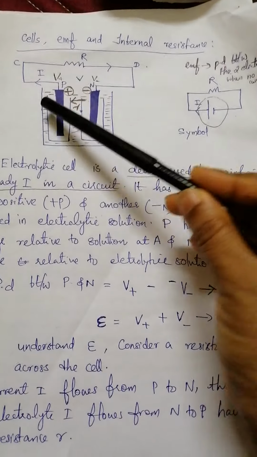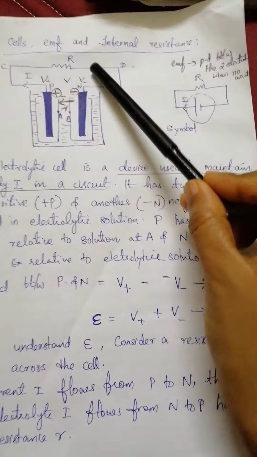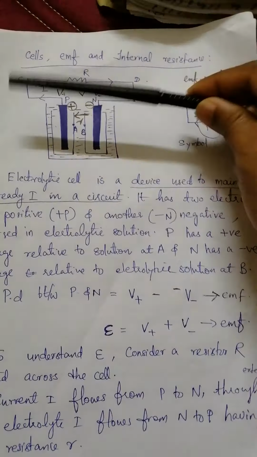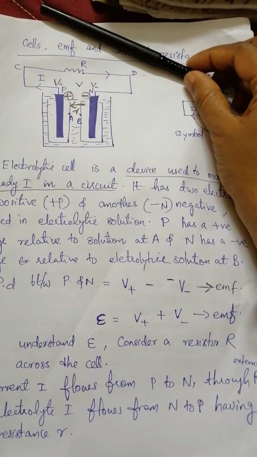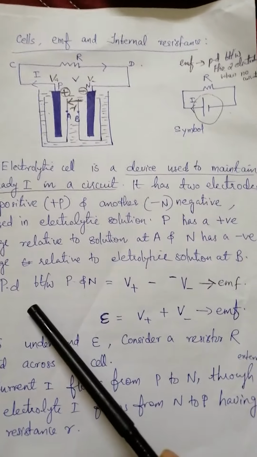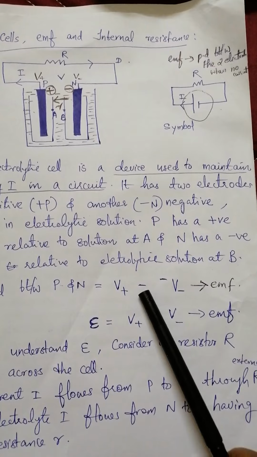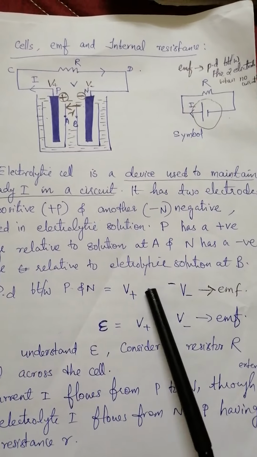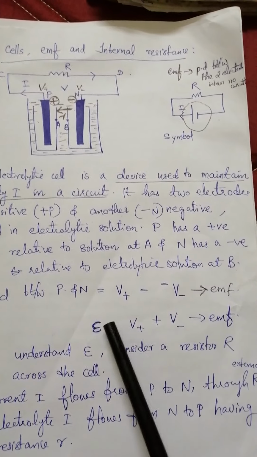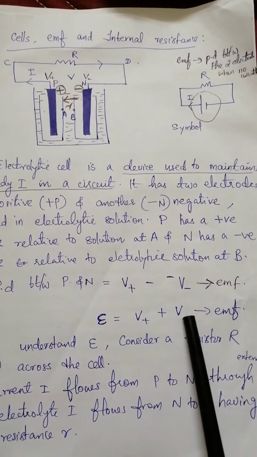EMF of a cell means the potential difference between these two electrodes when there is no external circuit, when there is no current in the circuit. That is, we are not considering the external circuit now, we are only considering the cell. So EMF of a cell means the potential difference between P and N. We can write it as V plus minus V minus, and minus of minus is plus, so EMF is equal to V plus minus V minus.